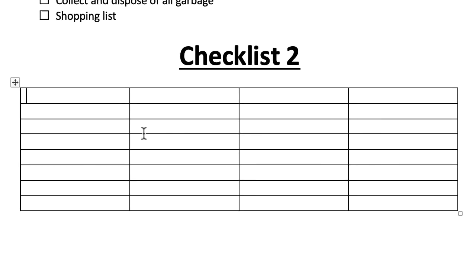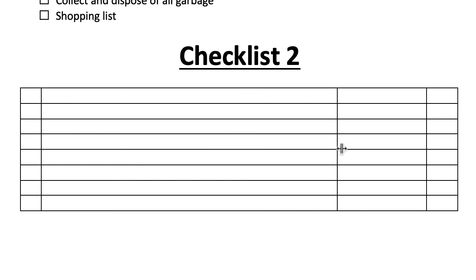Once my 4 columns appear, I'm just going to move each column line, because I'm going to put numbers in the first column. So I'm going to move that over. Then I'll put my text in this column, and then I'm going to put the yes or no in the end columns here.